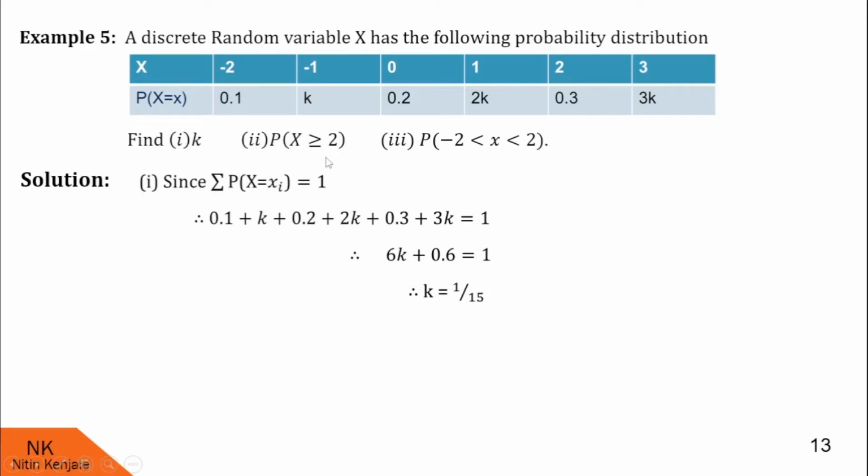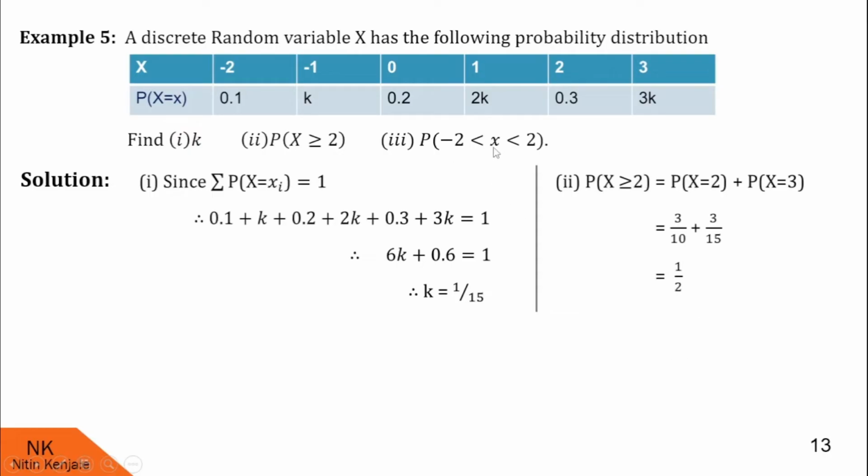Now we find P of x greater than or equal to 2. So observe what are the values of x that are greater than or equal to 2. They are 2 and 3. So we will simply add probabilities of 2 and 3 to get P of x greater than or equal to 2. So P of x greater than or equal to 2 is P of x equal to 2 plus P of x equal to 3. That is 0.3 plus 3k. But k is 1 by 15. So P of x greater than or equal to 2 is 1 by 2.